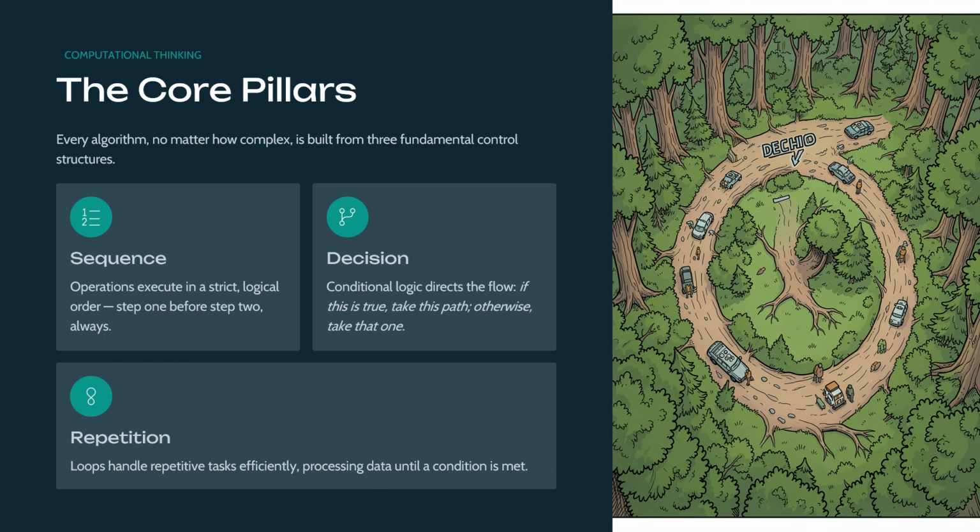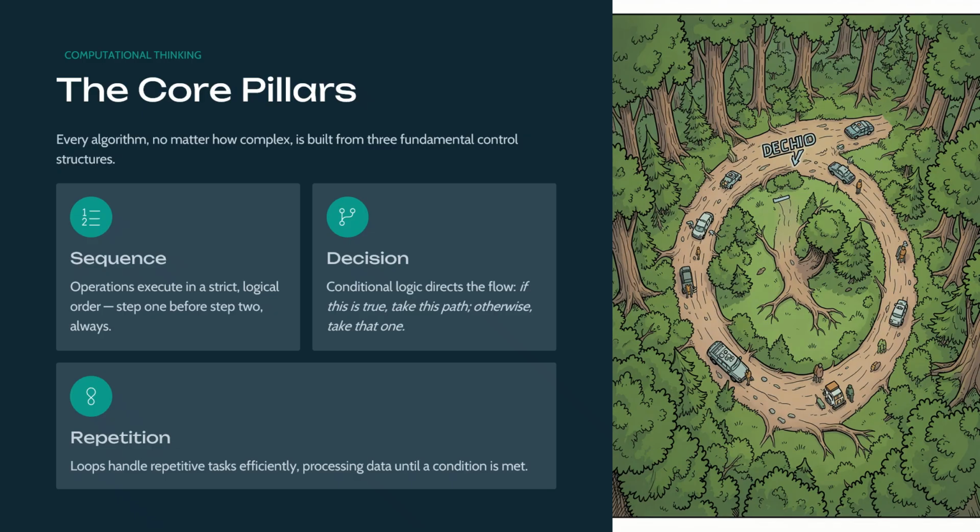The second structure is decision, also known as conditional logic. Here, the algorithm chooses different paths depending on whether a condition is true or false. For example, if the user's password is correct, access is granted, otherwise, access is denied.